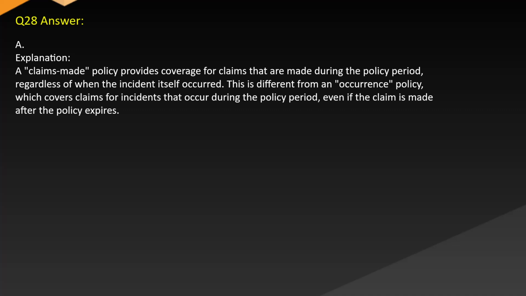Answer A. Explanation. A claims-made policy provides coverage for claims that are made during the policy period, regardless of when the incident itself occurred. This is different from an occurrence policy, which covers claims for incidents that occur during the policy period, even if the claim is made after the policy expires.